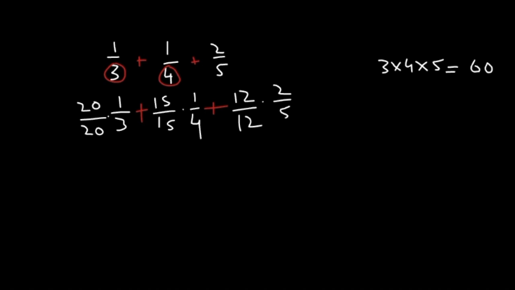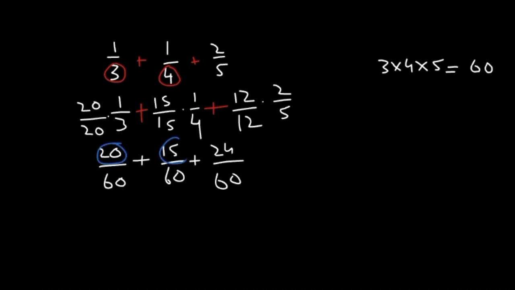So now when we multiply 20 by 1, it will be 20 over 20 times 3, which is equal to 60, plus 15 over 15 times 4, which is 60, plus 12 times 2, which is 24, and 12 times 5 is 60. So now the denominators are the same, so we just need to add the numerators.